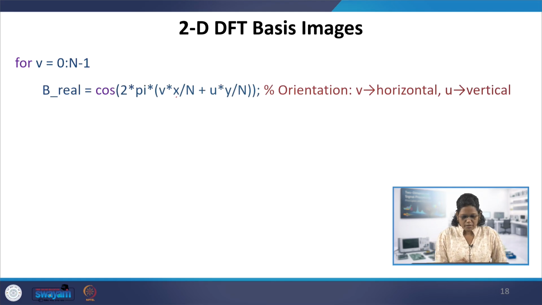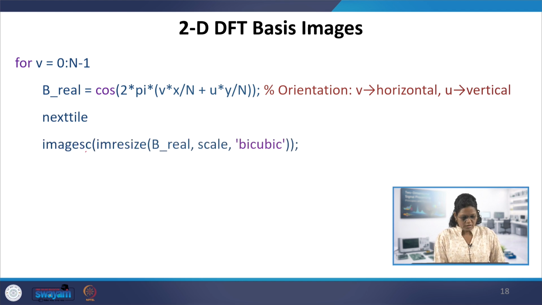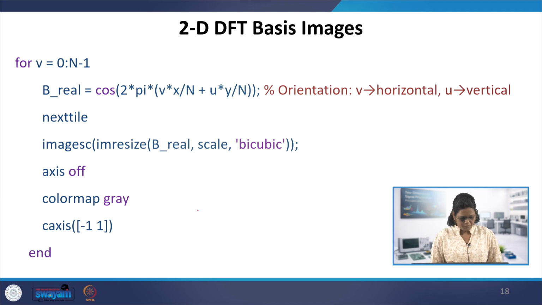You can see cos 2 pi, where k is k1 and k2. u and v are used in this, v in the horizontal direction, u in the vertical direction. So u and v are the k1 and k2 we have used. Instead of that, k1 and k2 can be used as well. The image section, which gives the image plot, can be resized for some of the details, and this is the axis and color map. You can have the axis as -1 to +1.